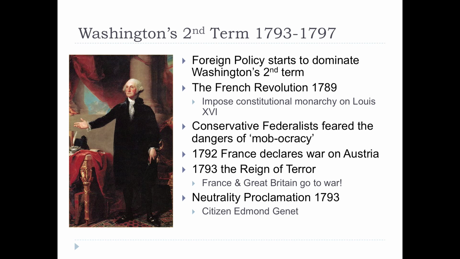Why this is controversial, because again, we'll talk about this later in class, where in the Constitution does it talk about war?